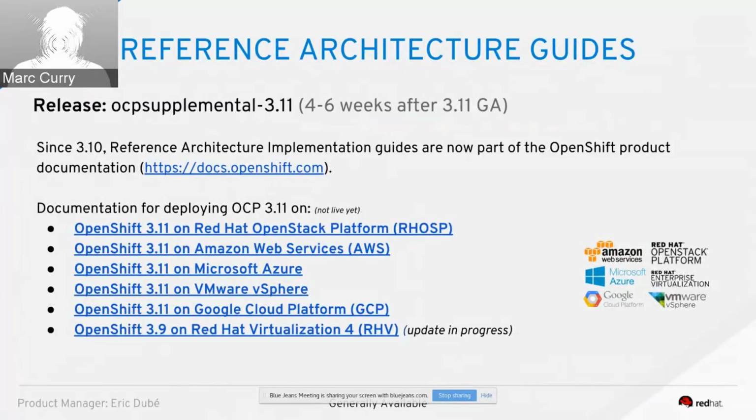Reference architectures. The OpenShift reference architectures are moved into our OpenShift product documentation. This process started back in 3.10, and the content continues to be enhanced and updated. In particular for 3.11, all the reference architectures are in the process of being updated to that version of OpenShift. We normally start to deliver these updates approximately 4 to 6 weeks after our minor release, because the reference architectures are based upon the GA version of OpenShift. Next slide, please.